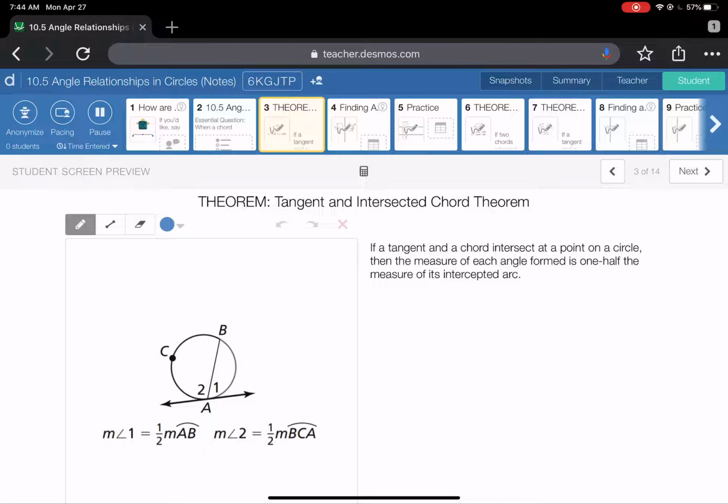Our first theorem is the tangent and intersected chord theorem. If a tangent and a chord intersect at a point on a circle, then the measure of each angle formed is 1/2 the measure of the intercepted arc.